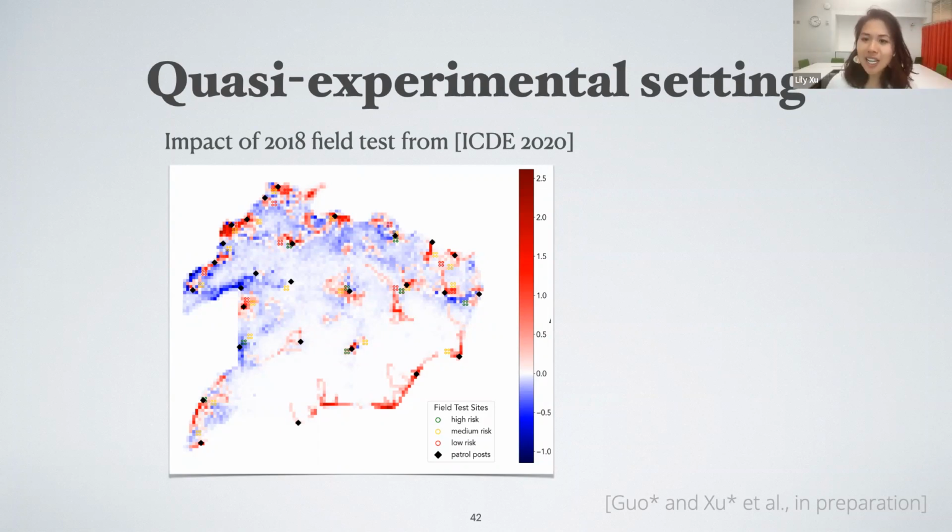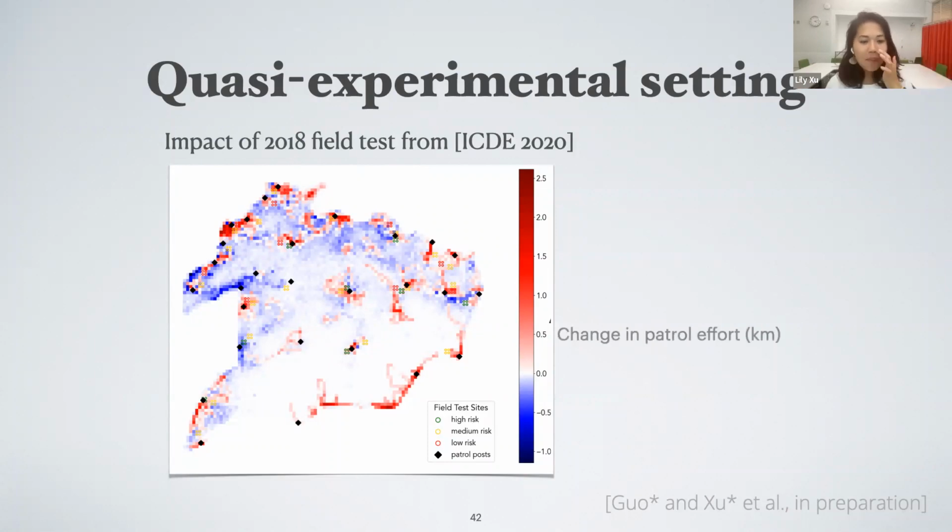So just the same as the field test in Shupak that I was describing earlier, when we had the high, medium, and low risk areas for rangers to patrol. So this field study that was executed over 5 months in 2018 changed the normal patterns of ranger patrols. So this introduced a shock to the system that helps overcome unobserved confounders.